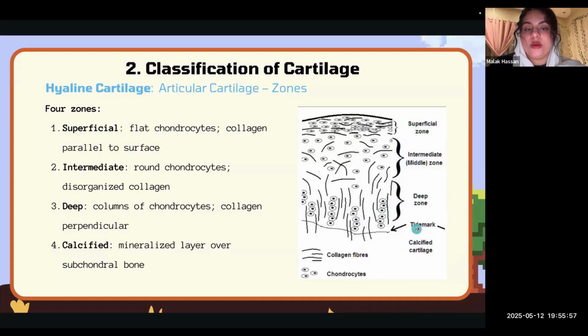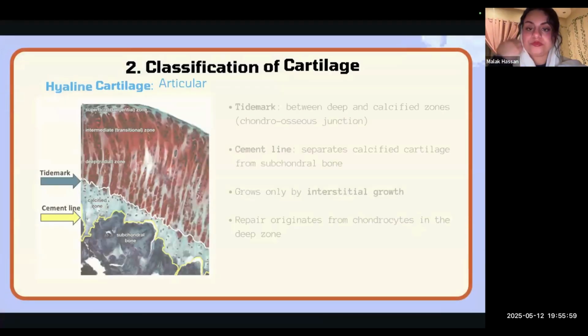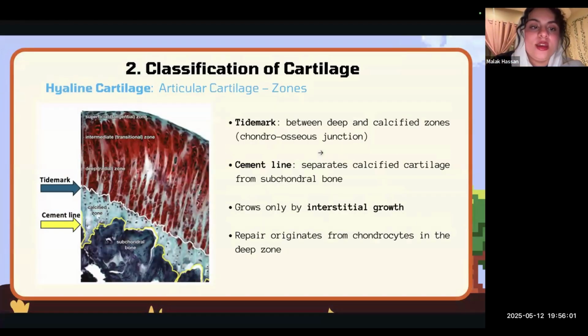And you have the tide mark. Now we're going to talk about the tide mark in exactly a second. Here we have the superficial zone, intermediate zone, the deep zone, the calcified zone, and we have the tide mark. What is the tide mark? The tide mark is just exactly what it is, basically the line between the deep zone and the calcified zone, okay? And the cement line will separate calcified cartilage from subchondral bone, and it grows only by interstitial growth.